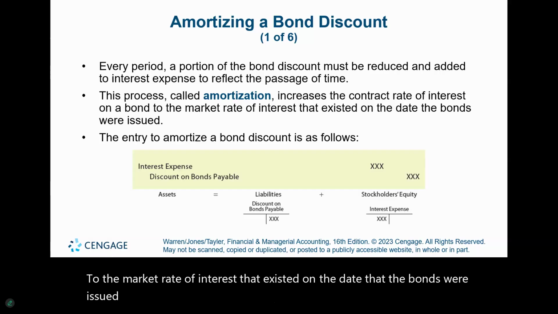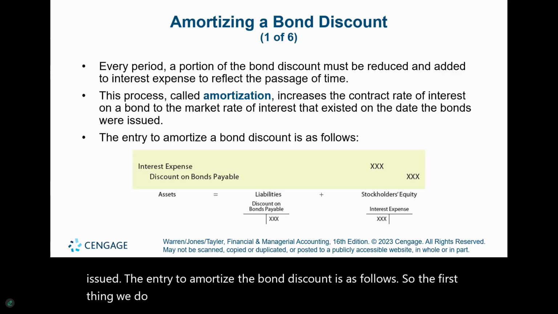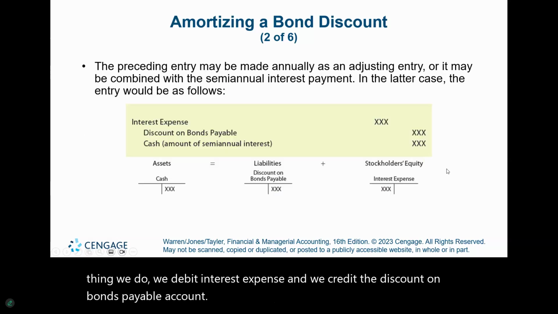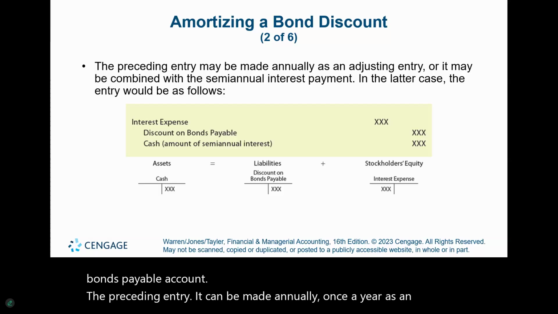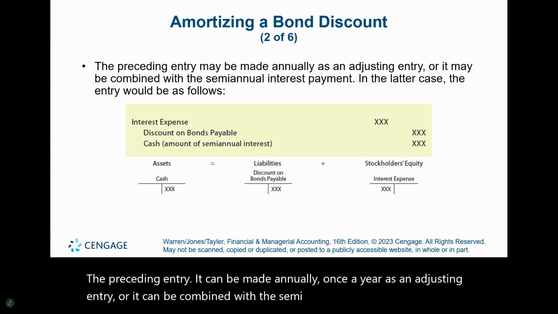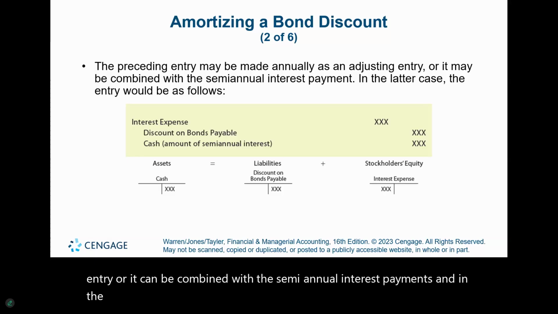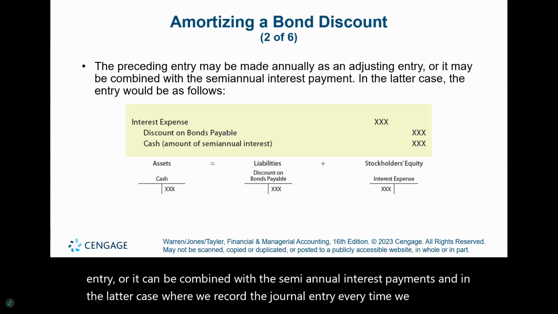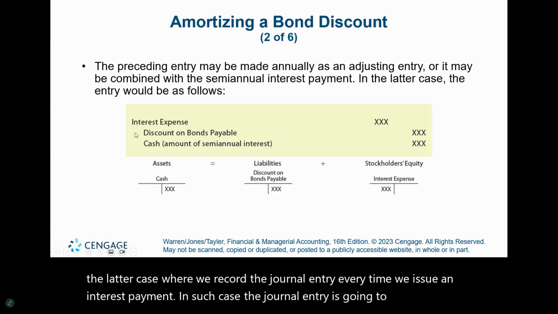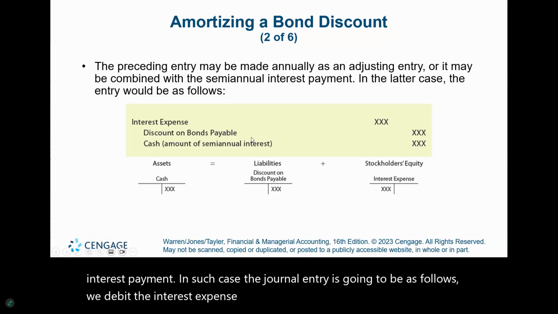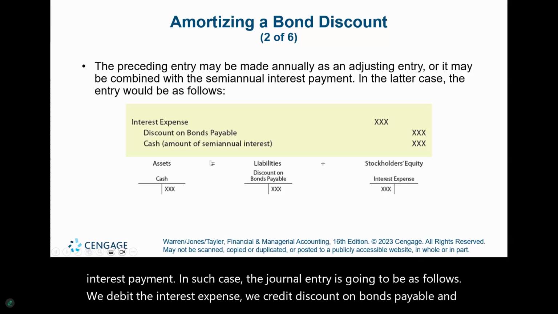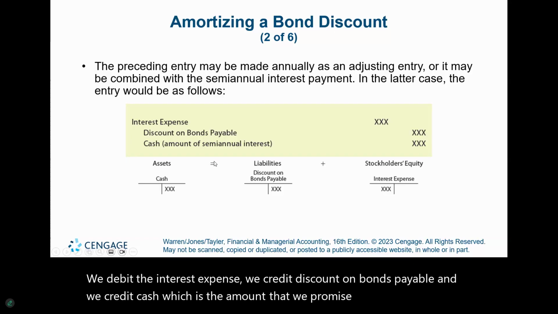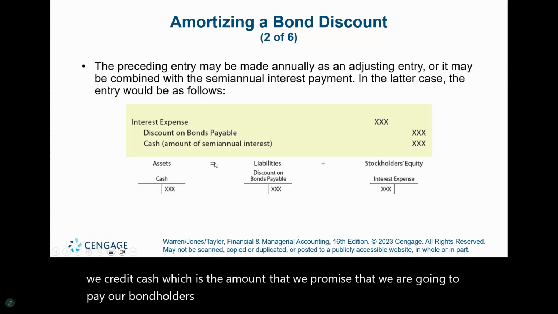The entry to amortize the bond discount is as follows. The first thing we do, we debit interest expense and we credit the discount on bonds payable account. The preceding entry can be made annually, once a year as an adjusting entry, or it can be combined with the semi-annual interest payments. In the latter case, where we record the journal entry every time we issue an interest payment, the journal entry is going to be as follows. We debit the interest expense, we credit discount on bonds payable, and we credit cash, which is the amount that we promise that we are going to pay our bondholders based on the contract rate of interest.